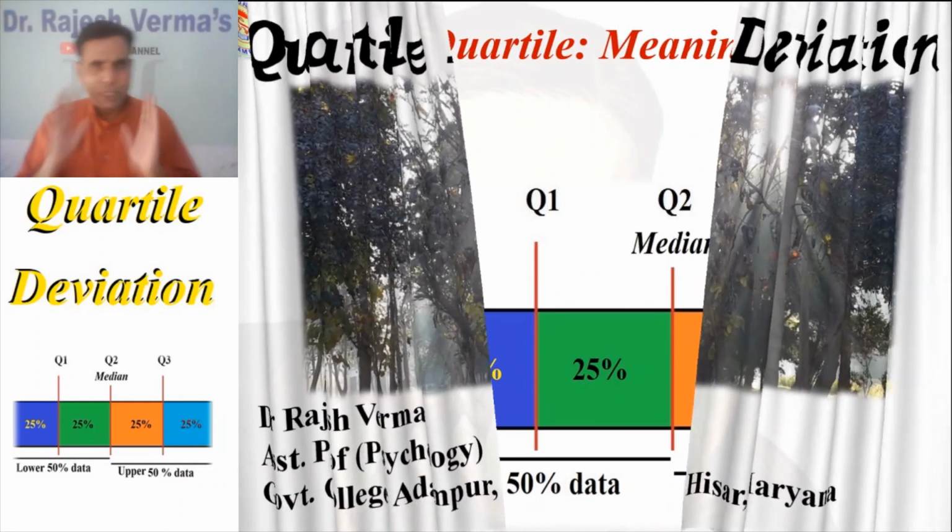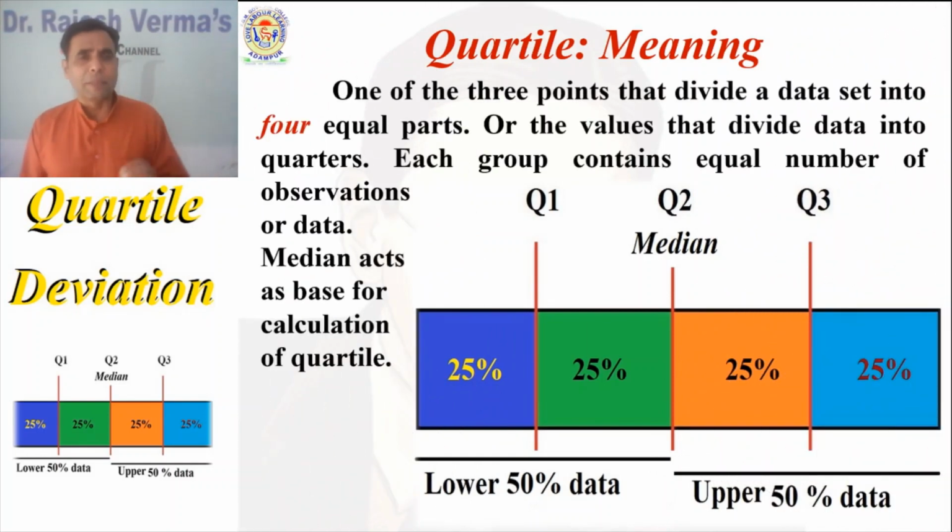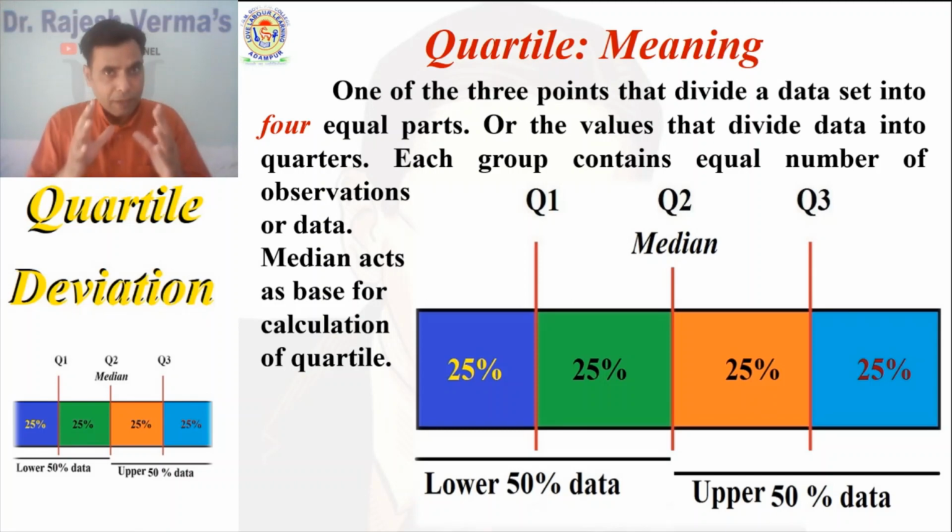Before proceeding to quartile deviation, let us understand the meaning of quartile. What is a quartile? It is one of the 3 points that divide a data set into 4 equal parts, or the values that divide data into quarters. Each group contains an equal number of observations. Importantly, in calculating the quartile deviation, the median acts as a base. So this is the meaning of the quartile.